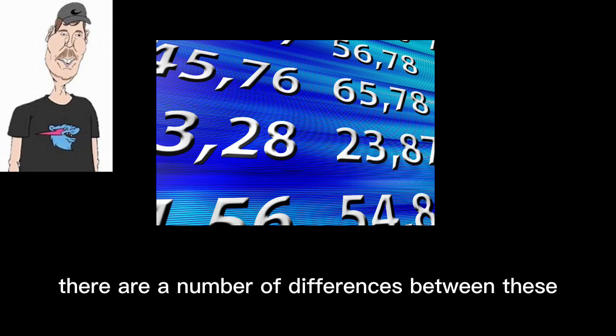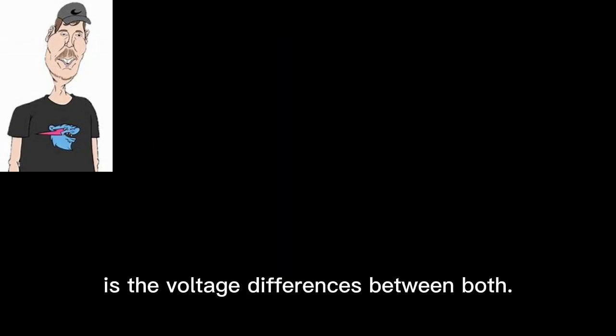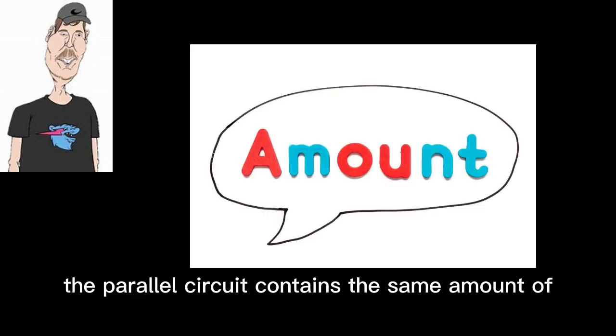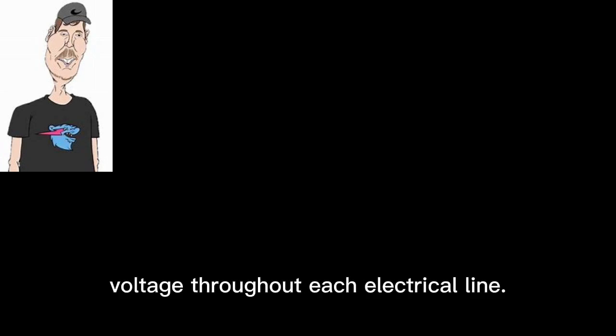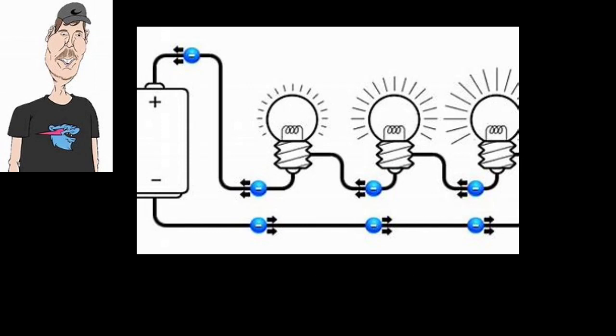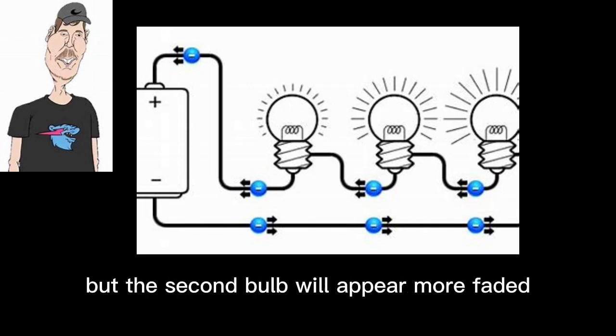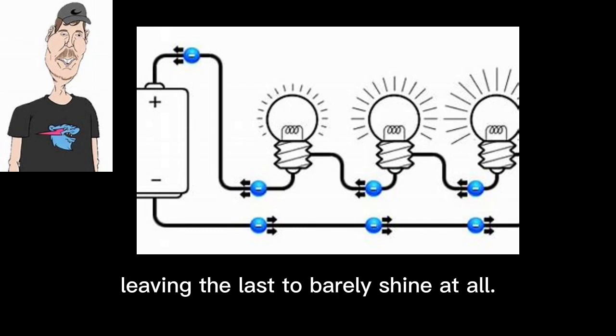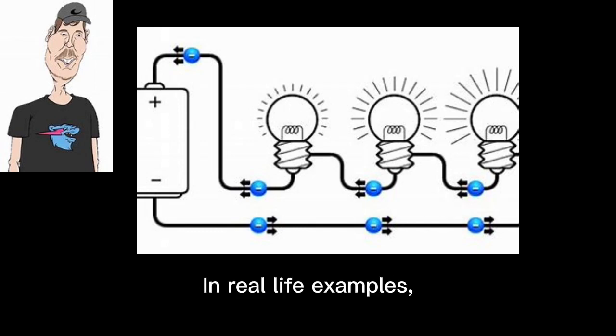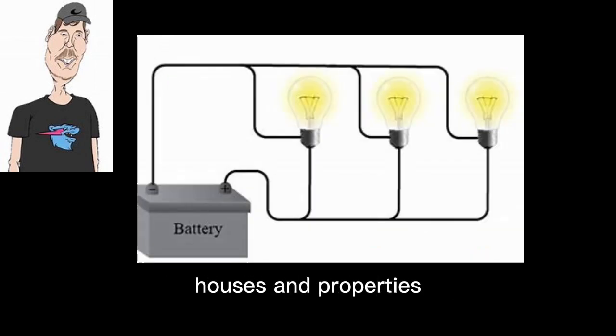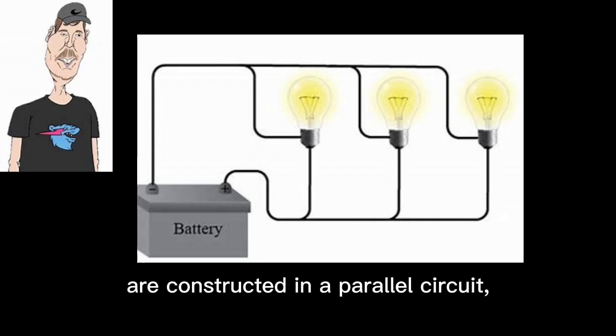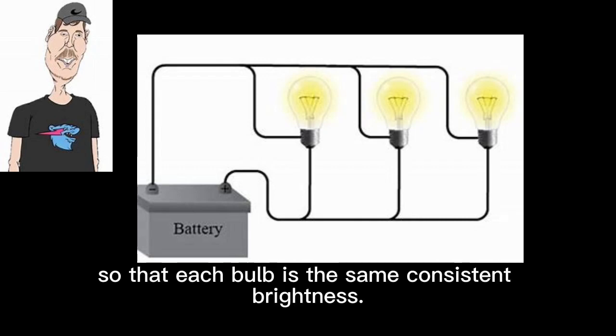As mentioned, there are a number of differences between these two types of circuits. One not explained completely yet is the voltage differences between both. As stated earlier, the parallel circuit contains the same amount of voltage throughout each electrical line. This is not the same with a series circuit. Say there are 3 bulbs in a series circuit, connected in the same line. The first bulb will shine bright, but the second bulb will appear more faded, leaving the last to barely shine at all. In real-life examples, this is why a lighting system in, for example, houses and properties is constructed in a parallel circuit, so that each bulb is the same consistent brightness.